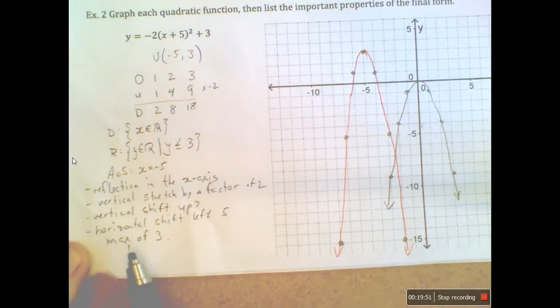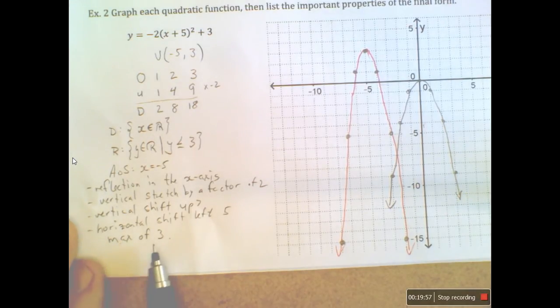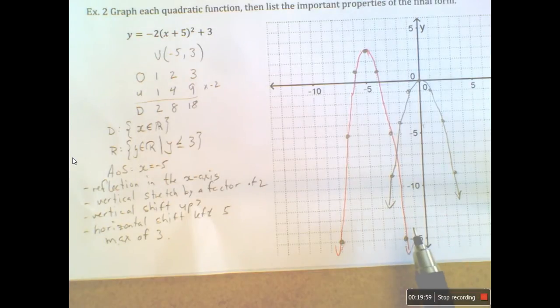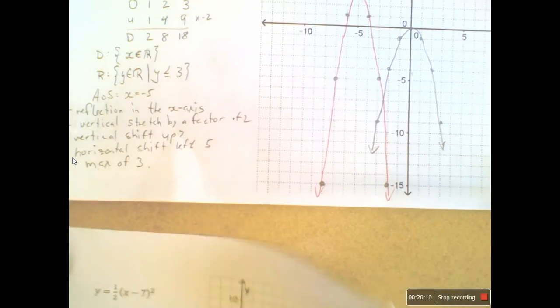Max of 3, so this one has a maximum value, not a minimum value. And I think that's pretty much everything. You could say the y-intercept's not on here, so we can't see it, so we're not worried about that right now. Like I said, the x-intercepts, but... Okay. Any questions? All right, next one.